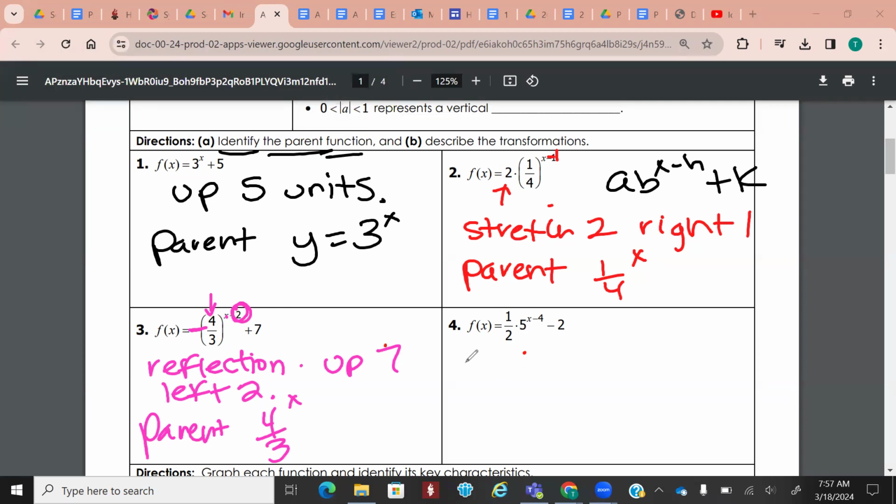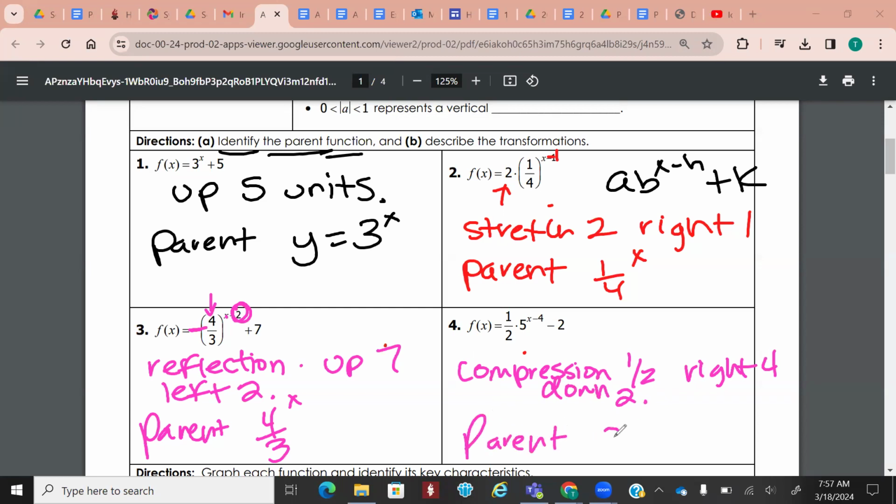Over here, we've got a compression of 1/2. We've got right 4 and down 2. Your parent function is going to be our base raised to the x.